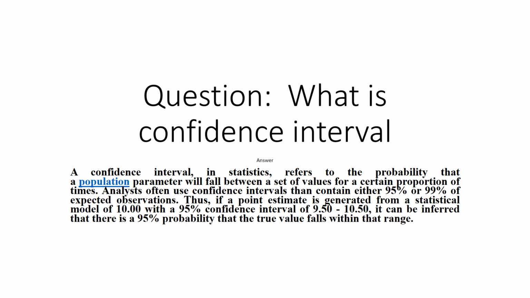Analysts often use confidence intervals that contain either 95% or 99% of expected observations. Thus, if a point estimate is generated from a statistical model of 10.00, with a 95% confidence interval of 9.50 to 10.50, it can be inferred that there is a 95% probability that the true value falls within that range.